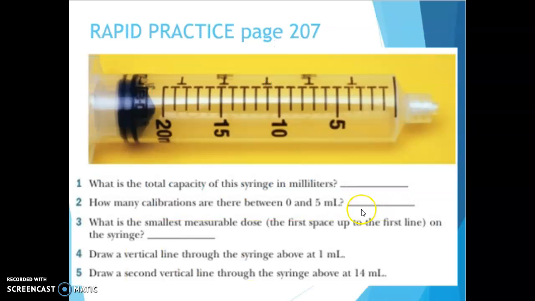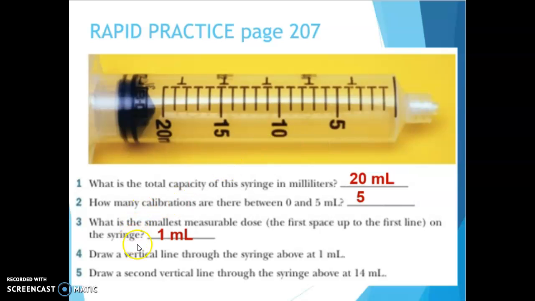Okay, let's try another one of these rapid practice problems. What is the total capacity of this syringe in milliliters? So 5, 10, 15, it looks like it goes all the way up to 20, right? 20 mils. How many calibrations are there between 0 and 5? Again, 1, 2, 3, 4, but we have to count the last one, so 5. And what is the smallest measurable dose? From 0 to the first line on the syringe, how much is it counting by? It looks like it's counting by a whole milliliter, right? 1 mil, 2 mil, 3 mil, 4 mil, 5 mil.